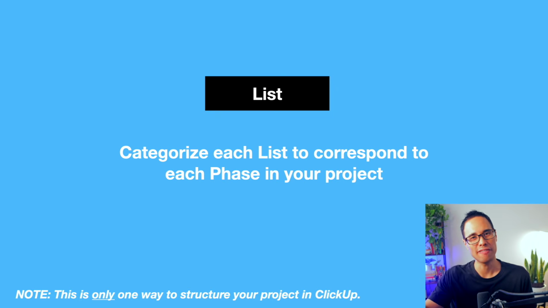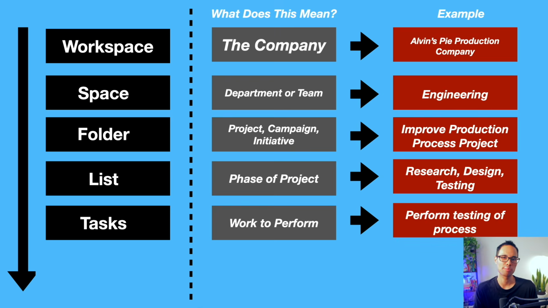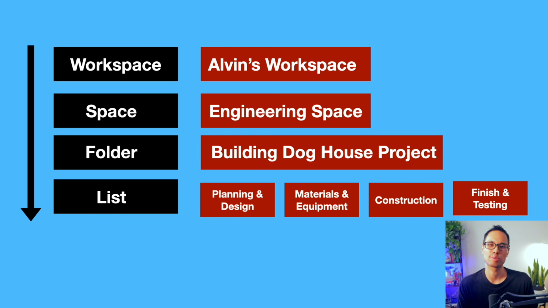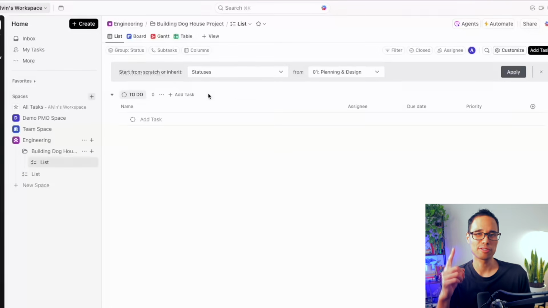So to create our project, we need different lists that correspond to each of the phases in our project. The way I'm going to show you is one way that you can structure your project inside of ClickUp. So for building a doghouse project, let's say that we have 4 phases: planning and design, materials and equipment, construction, and finish and testing. So our first list will be planning and design.